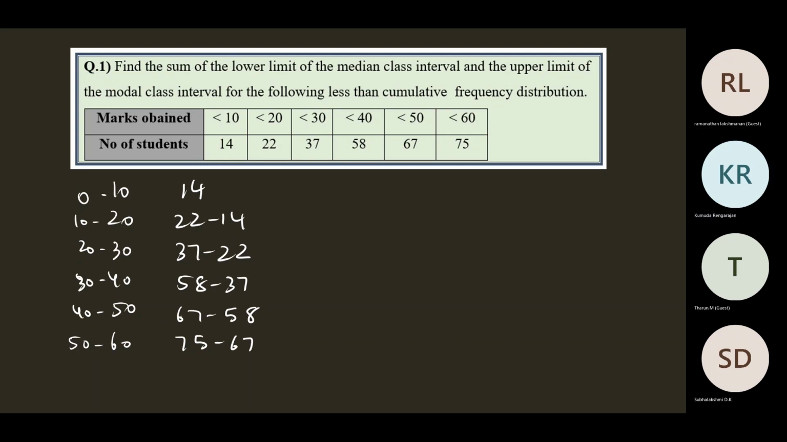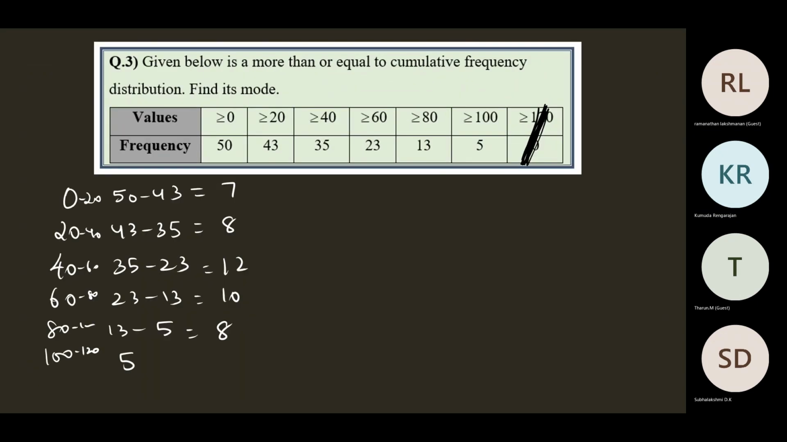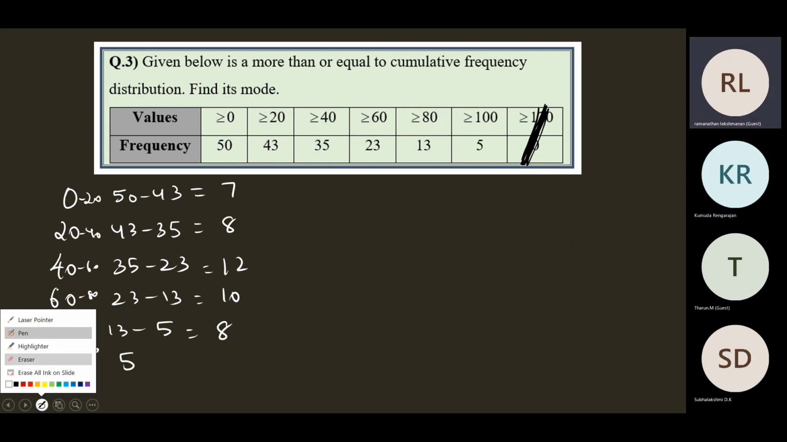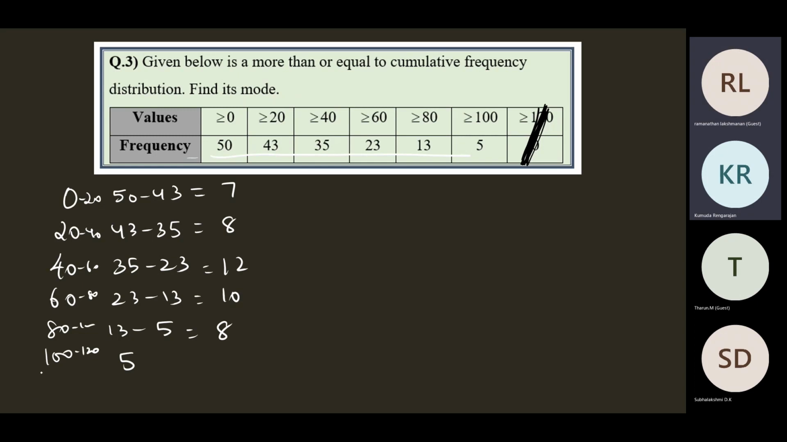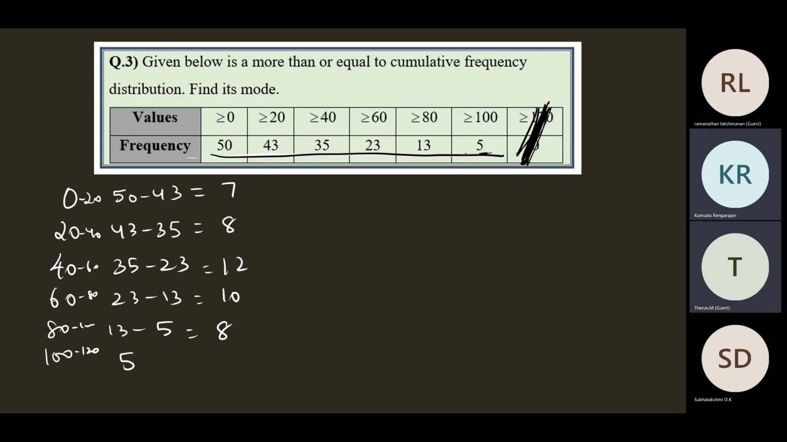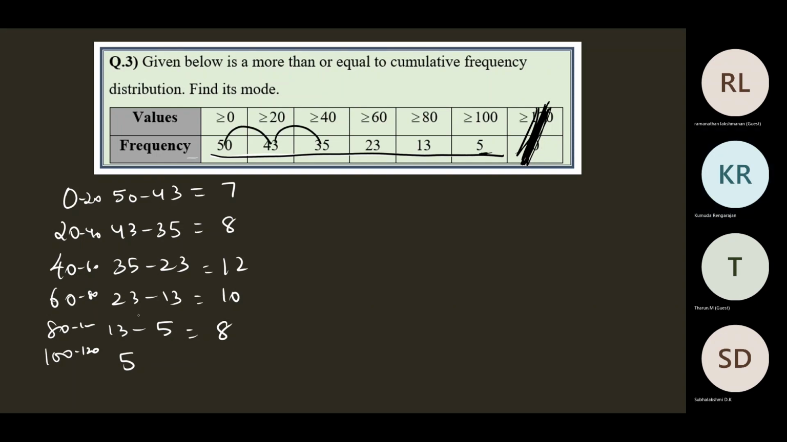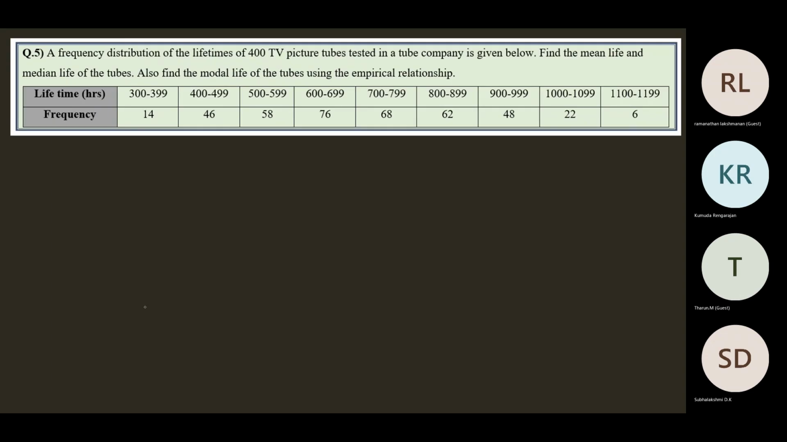In the more than distribution, which is the smallest value here? 0? No, that you should remove. You've already taken that away. So which is the smallest value here? 5. So that means you should start subtracting and write that last value as it is. The smallest value you should write as it is. So you should start subtracting then.